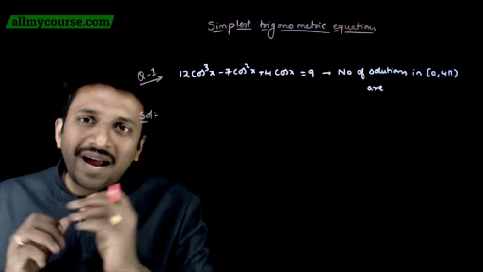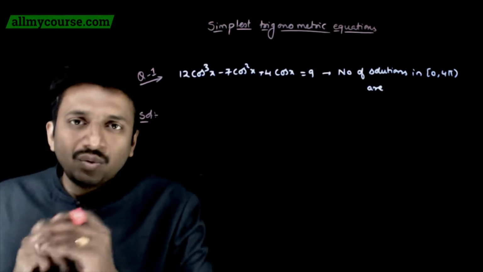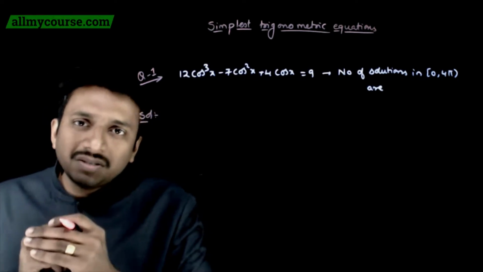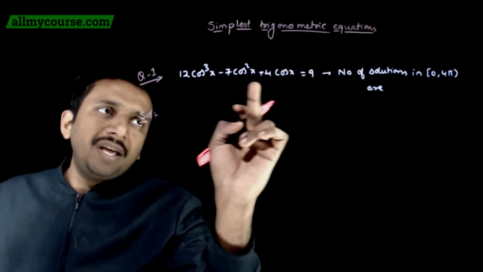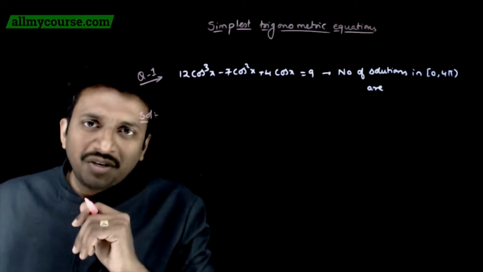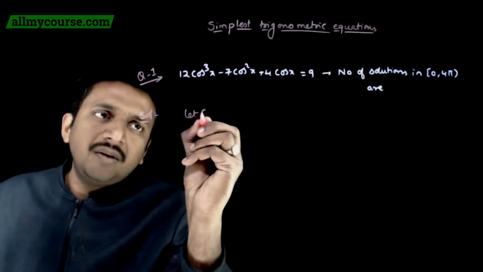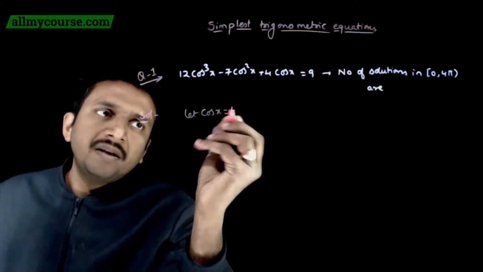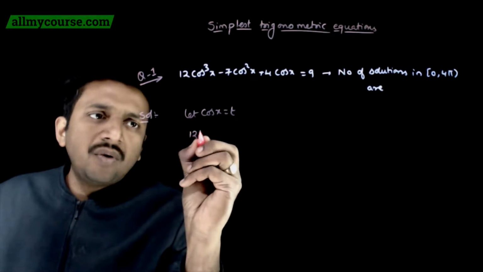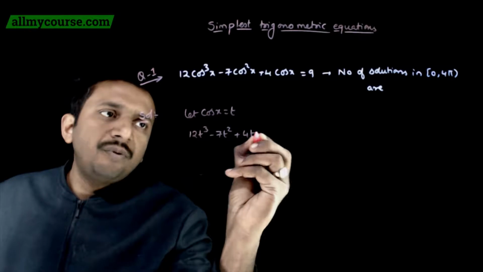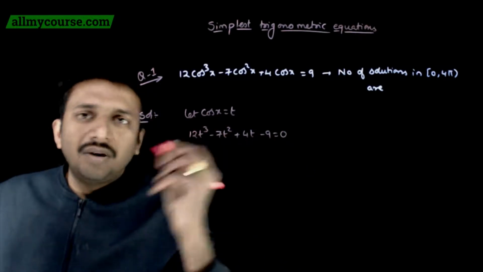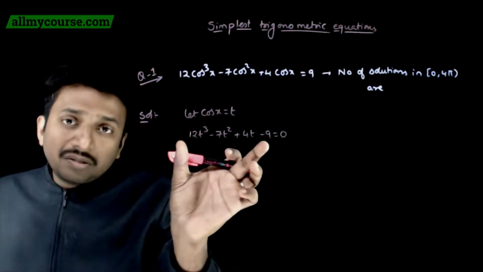We try to factorize this equation. Once we factorize, you get smaller equations which might be solvable. So first, this is a cubic equation in cos x. That's what your observation is. So let cos x be equal to t. Then you have 12t³ minus 7t² plus 4t minus 9 is equal to 0. So this is a cubic equation.